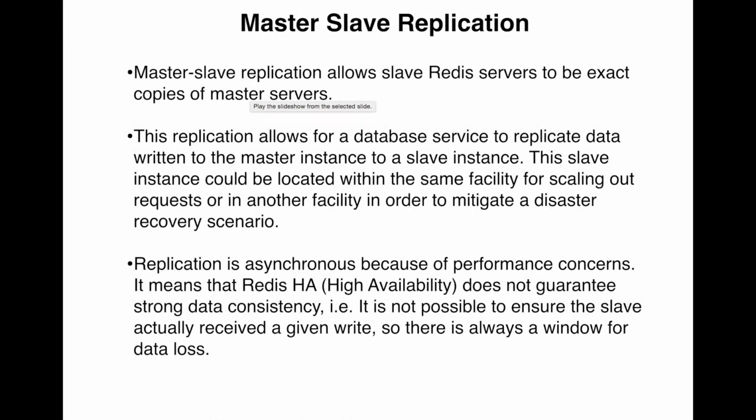Master-slave replication allows Redis servers to be exact copies of master servers. This is immensely useful in case of node failures. Replication is asynchronous because of performance concerns. It means that Redis high availability does not guarantee strong data consistency. There is always a small window for data loss. Now let's see how to set up master-slave replication.